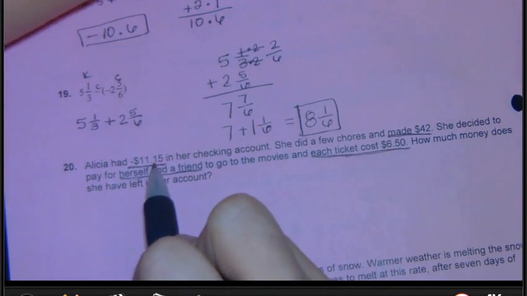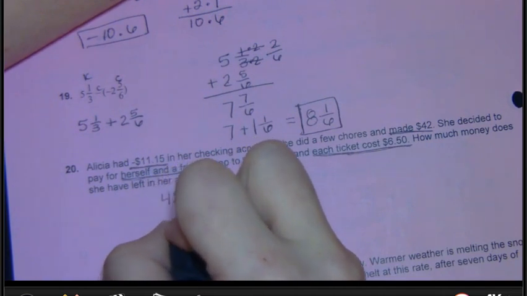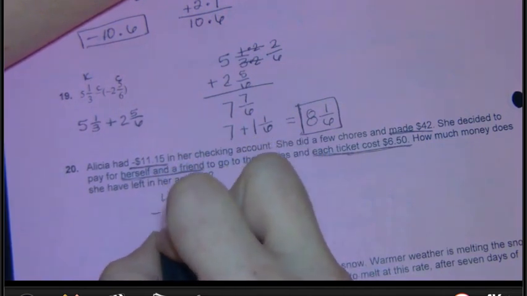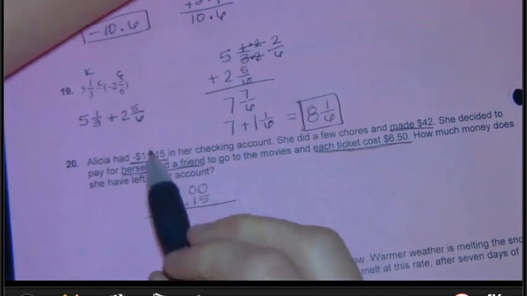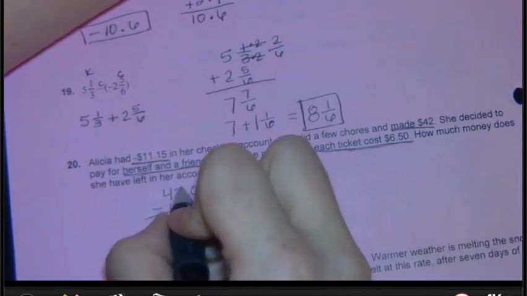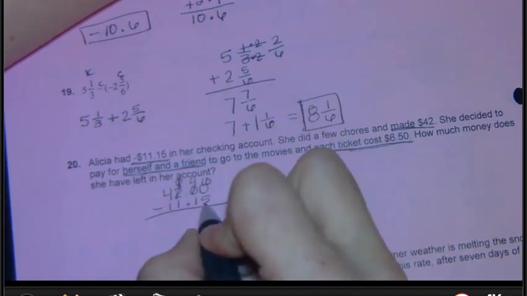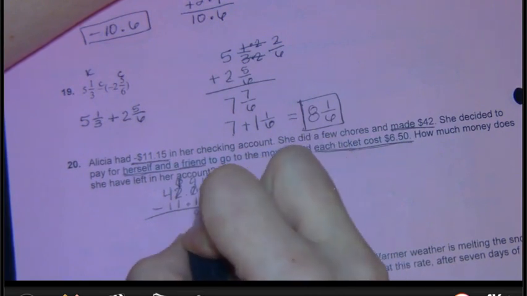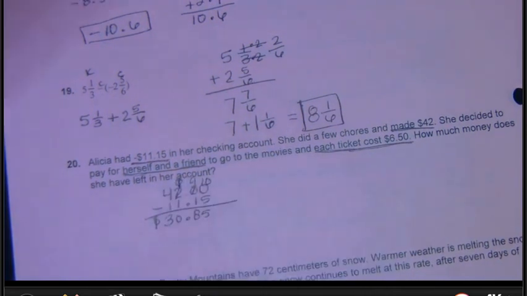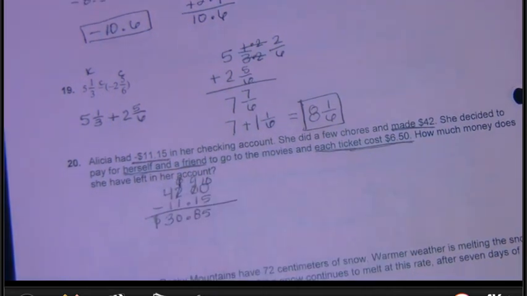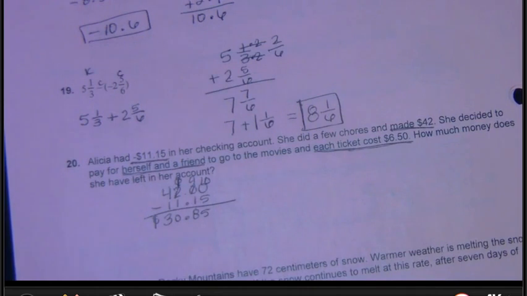Okay, well, she started with a negative balance and she added 42. So I need to subtract what she added from her negative balance. Because when you add money into a negative account, it's going to take away the negative and she's going to be left with something. All right, so I need to borrow and carry. 10 minus 5 is 5. 9 minus 1 is 8. Decimal, 1 minus 1 is 0. 4 minus 1 is 3. Okay, so she had $30.85. Okay, after she added the 42 to take care of her negative balance, she has $30.85.